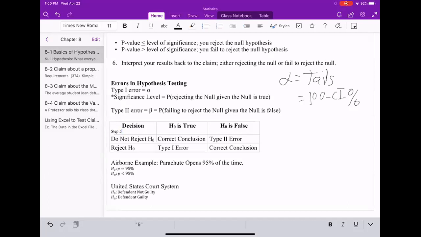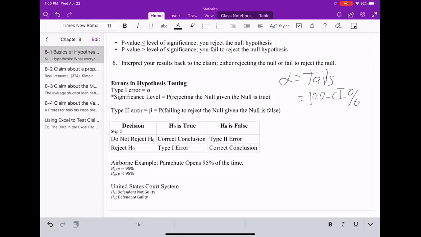You will not know if you made an error. All you will know is, if you did make an error, what type you made, right? Because you will not actually know what the true population parameter is. So you really don't know if the null is fully true or not. Because if we knew what the true result was, there would be no point of doing hypothesis testing, right?